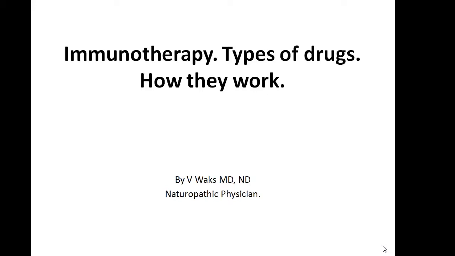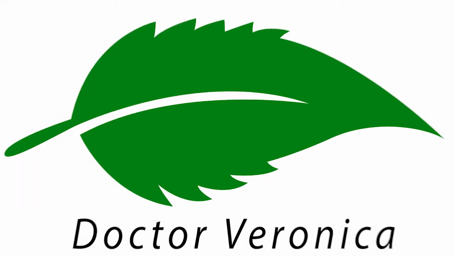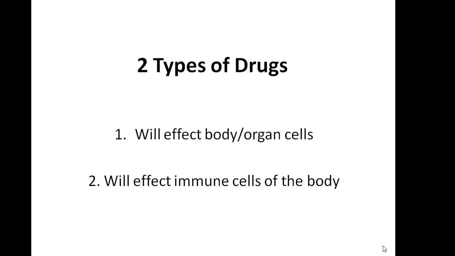Let's talk about immunotherapy drugs and how they work. There are two major types of drugs on the market today. And by the way, the concept that I will present to you is going to be very simplified, to make sure that you understand. Group number one is the drugs that will affect body or organ cells, and the second will affect our immune cells in the body. Let's go to the blackboard and I will explain the concept.